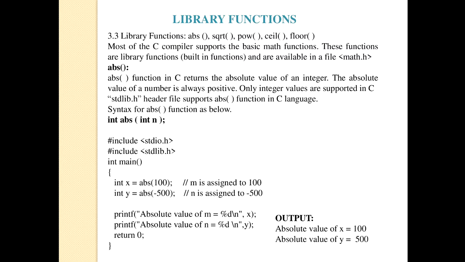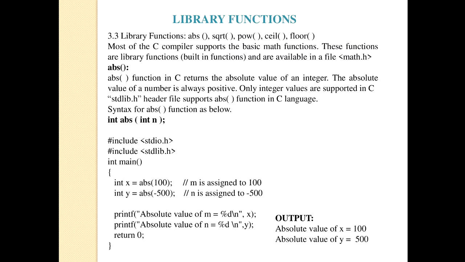You have only five functions: abs, sqrt, pow, ceil, and floor. The C compiler supports the basic math functions. These are library functions, also called built-in functions, and are available in the file math.h. If you want to perform operations with these library functions, then you must include the file math.h using #include.